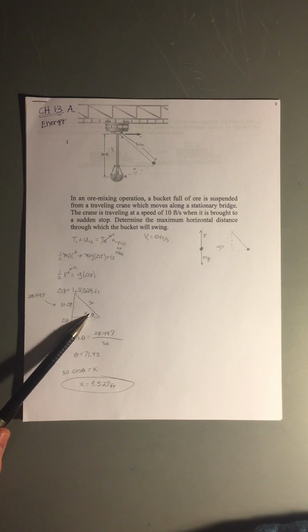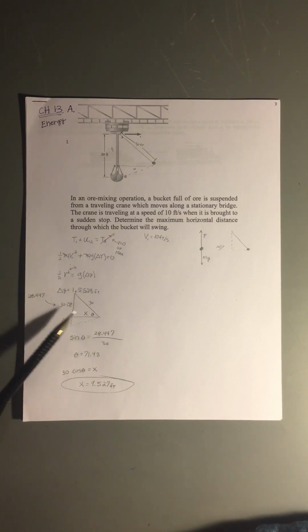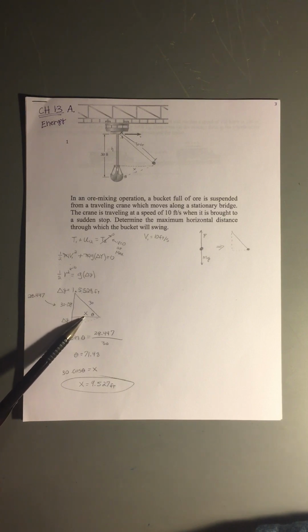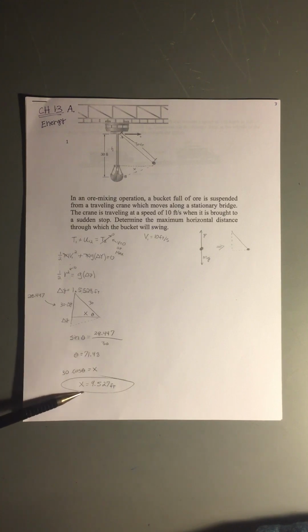I called it theta. Once I had that angle, I could use it to find this distance here, x. We could have also used the Pythagorean theorem, but I decided to use sine and cosine of the angle I found anyway. That gives us the distance that the bucket traveled after it came to an abrupt stop, and that answer was right here, 9.527 feet. So that's the answer for this one.